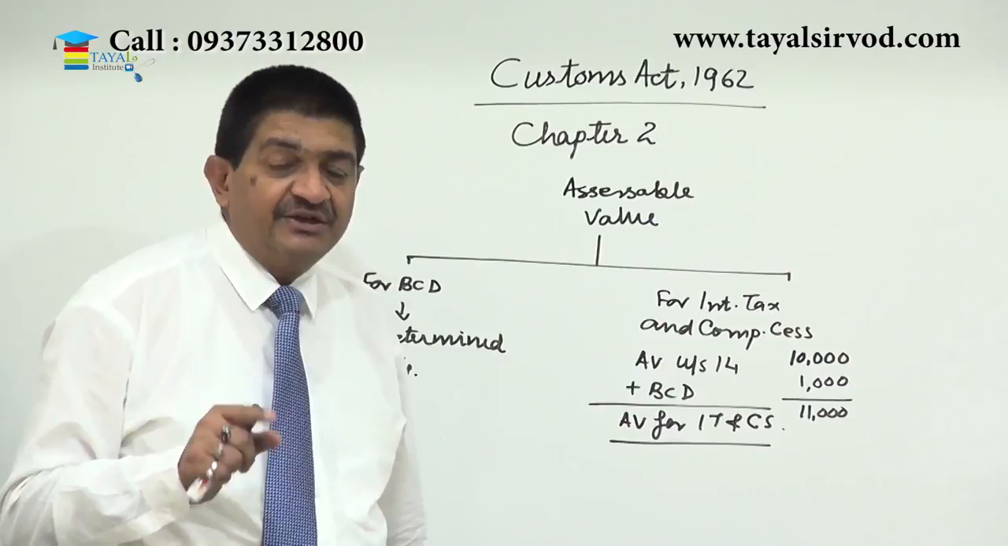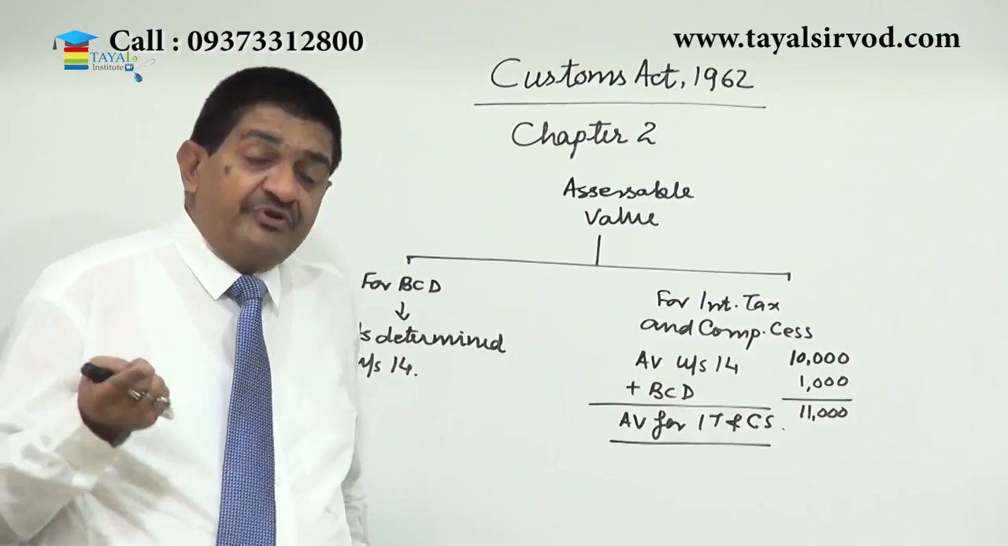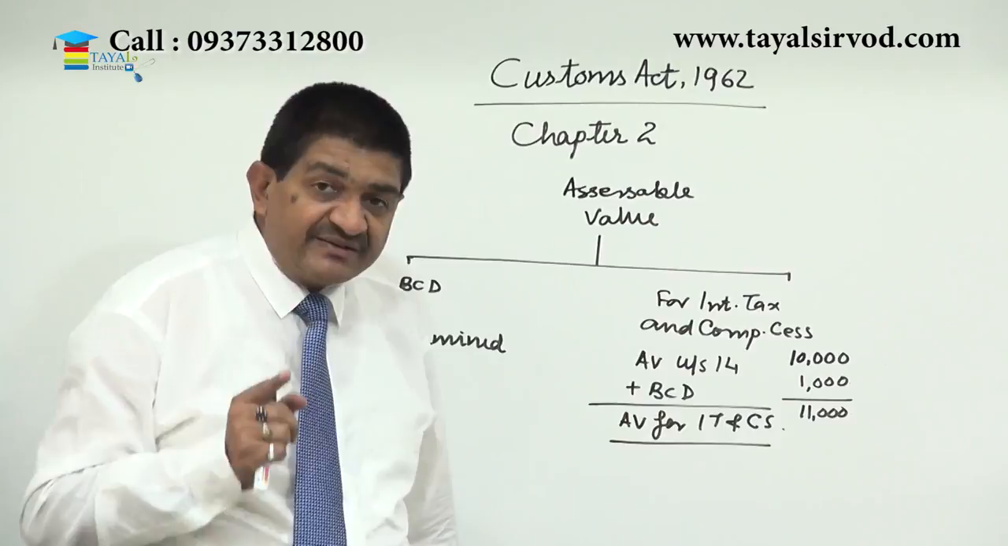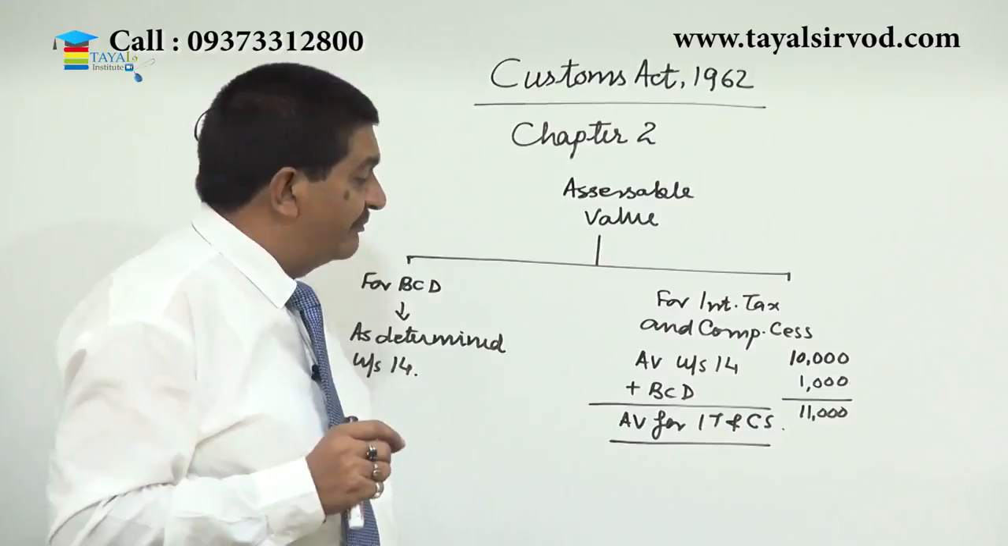So that's why it is important here, because the next duty which we talk about, there it is going to be tax on tax on tax. Right. But here it is given that assessable value for the integrated tax and for the compensation cess will be same, and that is aggregate of base assessable value determined under section 14 and basic custom duty. Okay.